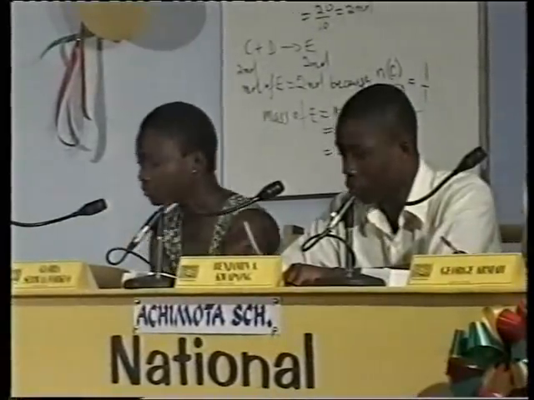Achimota School, in which of the following plants would you find water storage stem? A. Pistia. B. Dilonyx. C. Caladium. D. Nepenthes. And E. Euphorbia. Gloria. Euphorbia. Euphorbia is correct.